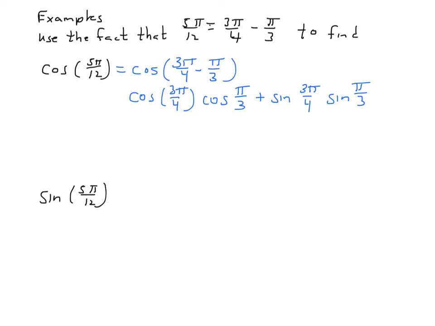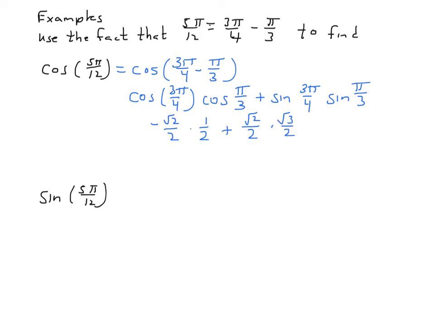I know that the cosine of 3 pi over 4 happens to be negative square root 2 over 2, so that'll be negative square root 2 over 2, times the cosine of pi over 3, which is 1/2, plus the sine of 3 pi over 4, which is square root 2 over 2, and the sine of pi over 3 is square root 3 over 2.